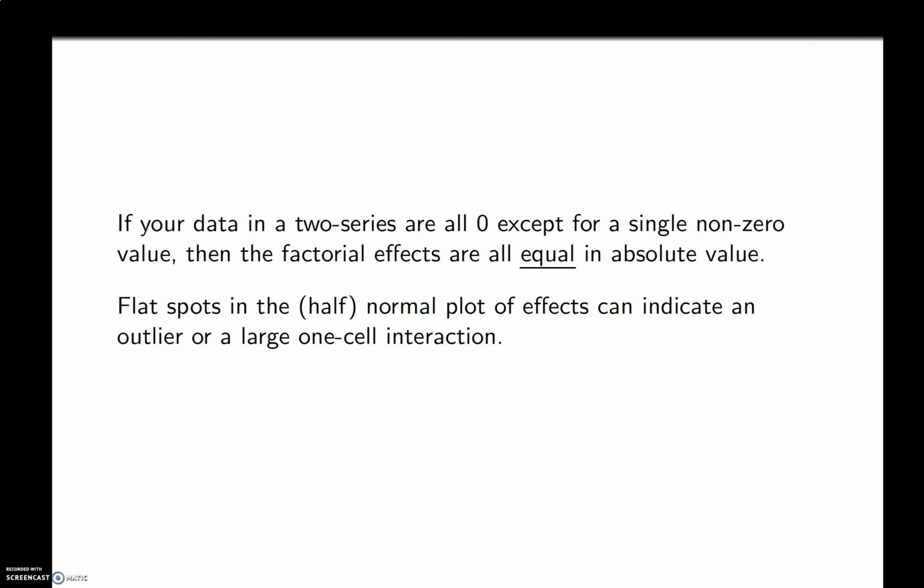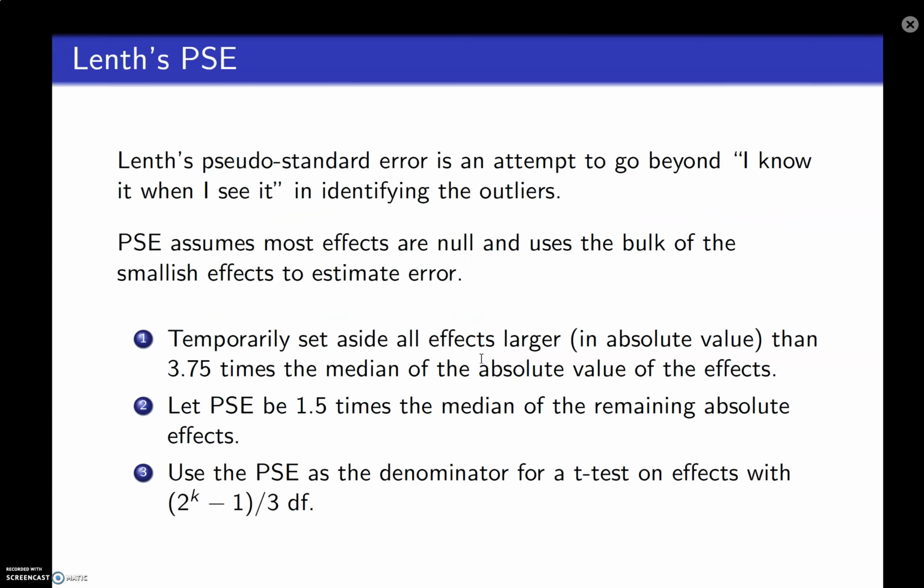Now, if your data is 2 series and all are going to be 0 except for a non-zero value, then your factorial effects are all equal in absolute value. This gives you flat areas, kind of reflections, on your full normal probability plot, and flat spots on your half normal, and can indicate that you have an outlier or some sort of interaction. We'll see if this comes up. I can't really remember if it comes up in the notes or book.